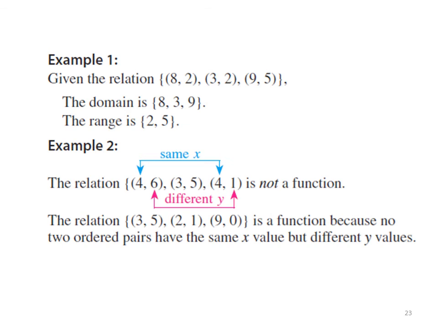An example of a relation that does define a function is the relation that has the ordered pairs (3, 5), (2, 1), and (9, 0). Here, of course, the domain is 3, 2, and 9. The range is 5, 1, and 0. You see that every value in the domain is assigned only one value, a unique value in the range. So that defines a function. Y is a function of x.